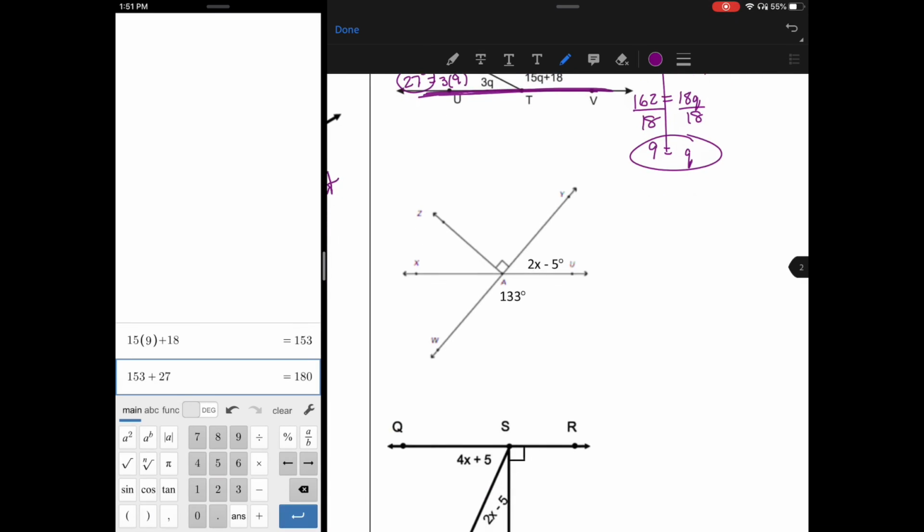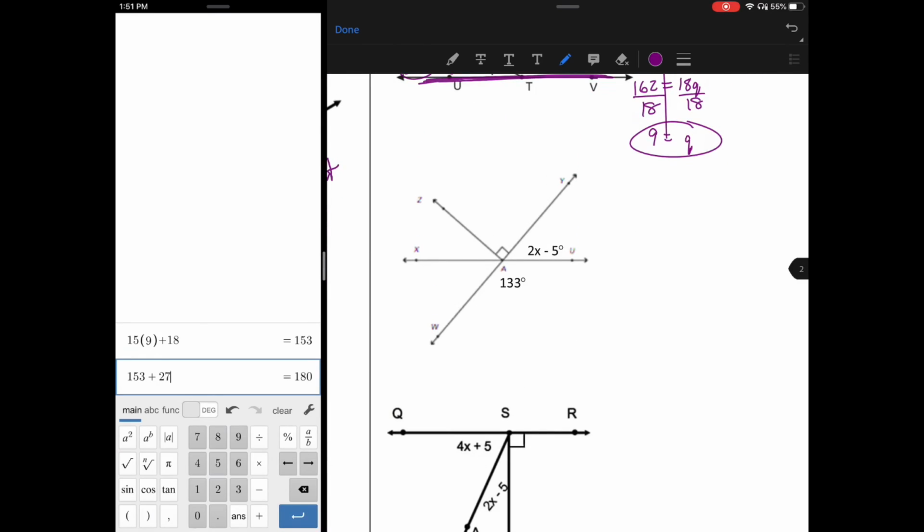And then our second to last problem is another problem where we're on a straight line. So once again, it's going to add up to 180 degrees. So 2x minus 5 plus 133 adds up to 180. Our first step will be to combine our like terms, so our negative 5 and positive 133, which should be 128. And then we subtract 128 on both sides.